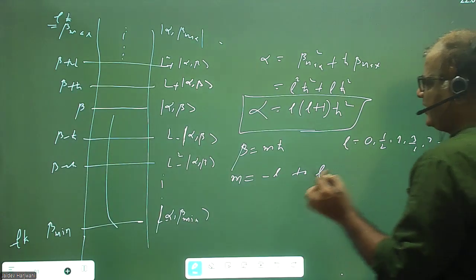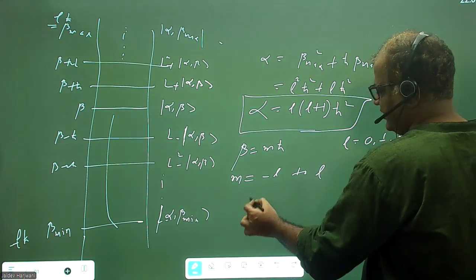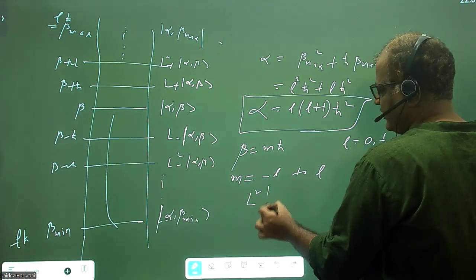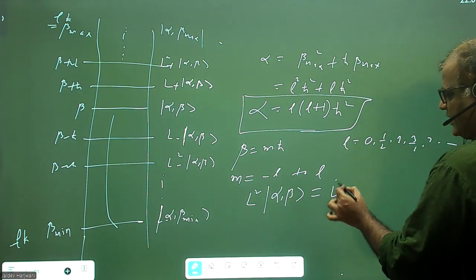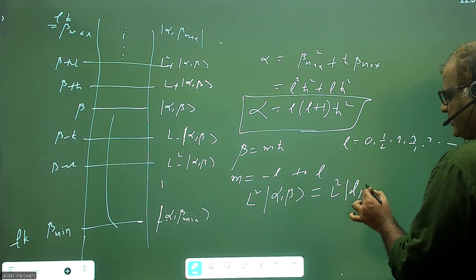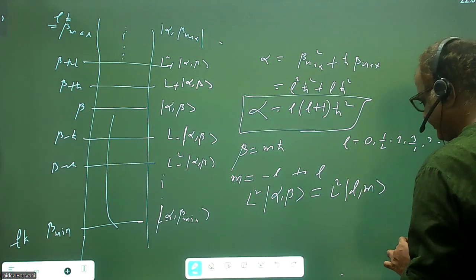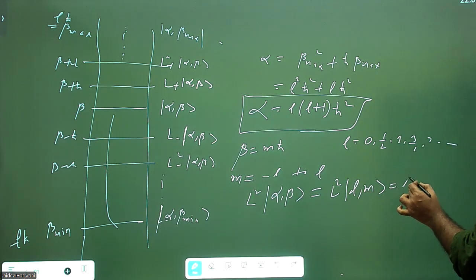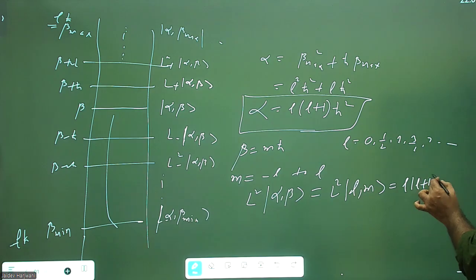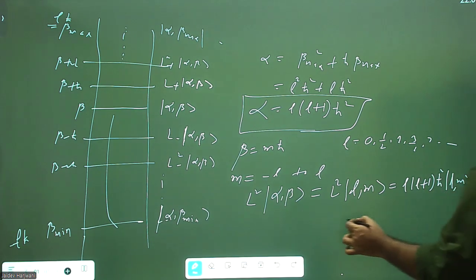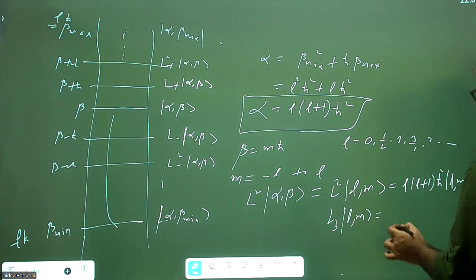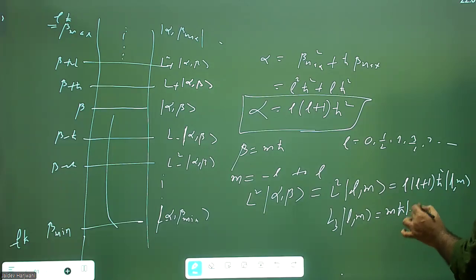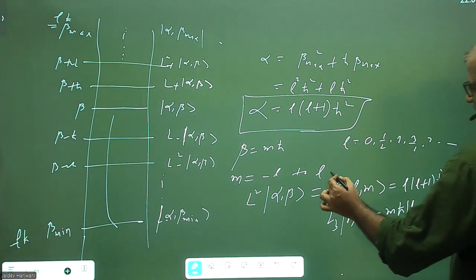So now finally I write the eigenstate L square alpha beta. Now I replace alpha beta by LM, and this is equal to L times L plus 1 h cut square LM, and Lz acting on the same eigenstate LM is equal to M h cut LM. So this is the conclusion.